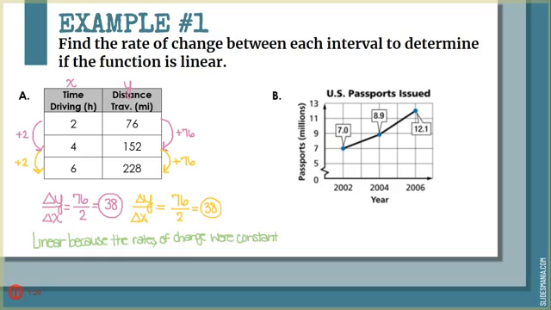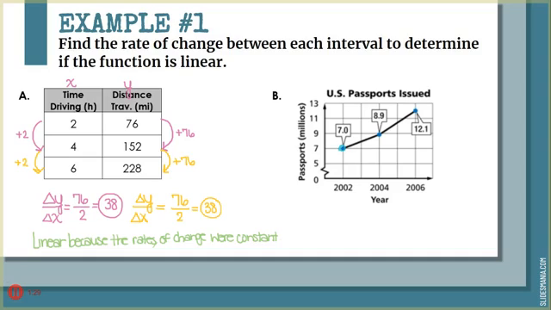Now, I can look at B, which is a graph, and from a graph I can always tell whether something's linear if it graphs into a straight line or not. Obviously, part B does not graph into a straight line, so we know this is not a linear function. So I know that my final answer should be not linear. However, it does ask us to find the rate of change between each set of points. So we do need to do that.